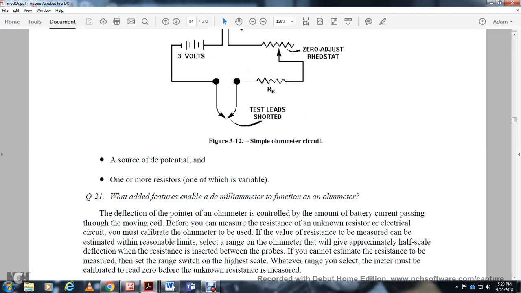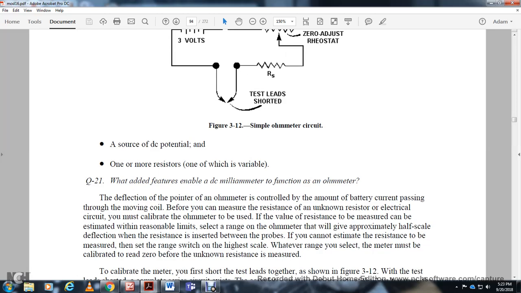Before you can measure an unknown resistor in an electrical circuit, calibrate the ammeter. For the value of the resistance to be measured, make a reasonable estimate, and select a range that will give approximately half-scale deflection between the probes. If you cannot estimate the resistance to be measured, set the range switch to the highest scale. The meter must be calibrated to zero before the unknown resistance is measured.